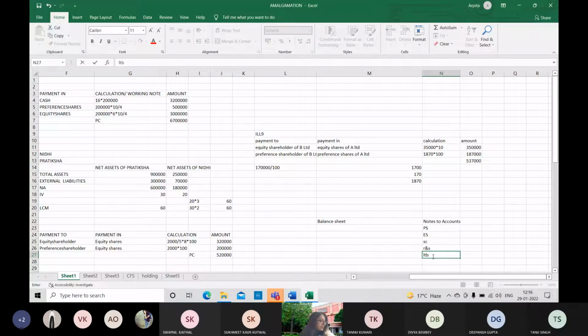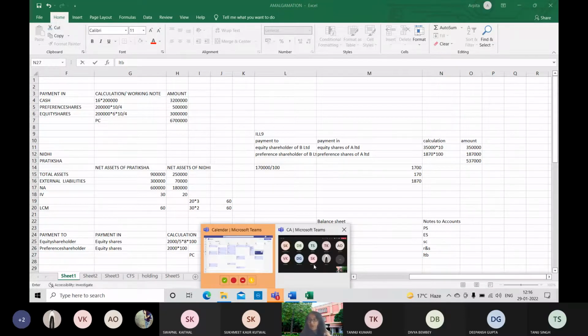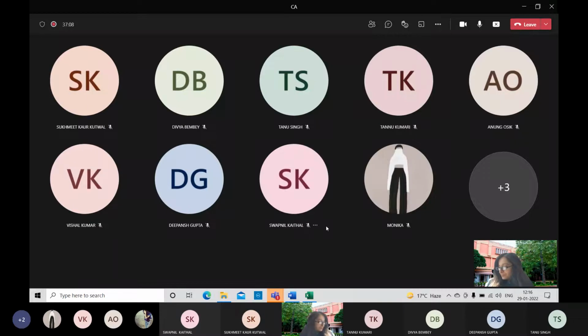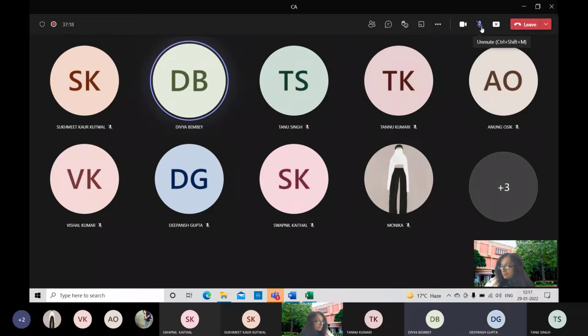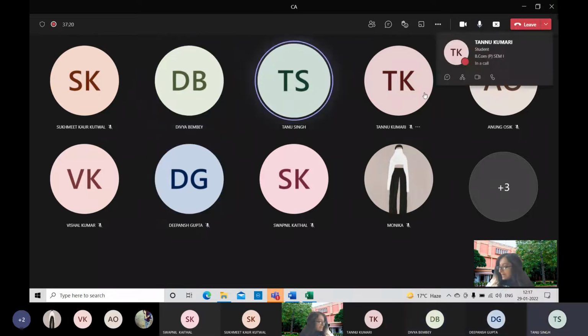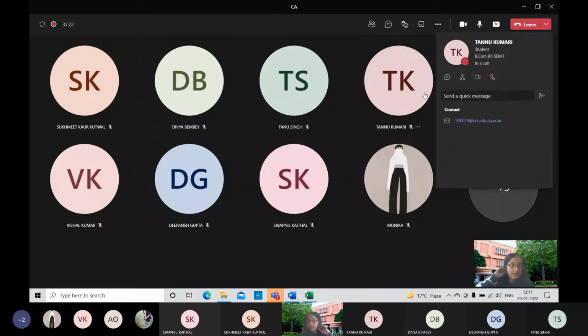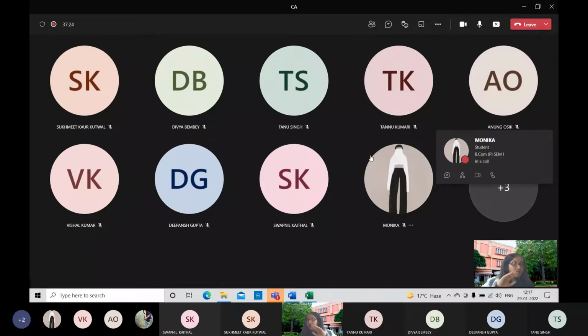Can anybody tell me in the long-term borrowings, how much am I going to add here? Anyone? What will be the total amount of long-term borrowings? I want to know. Long-term borrowings के अंदर 14% debentures आ रहा है. कितना होगा? Total बताओ. Ma'am, 85,000? Yes, correct. 85,000 that will directly go into the balance sheet under the name non-current liabilities.